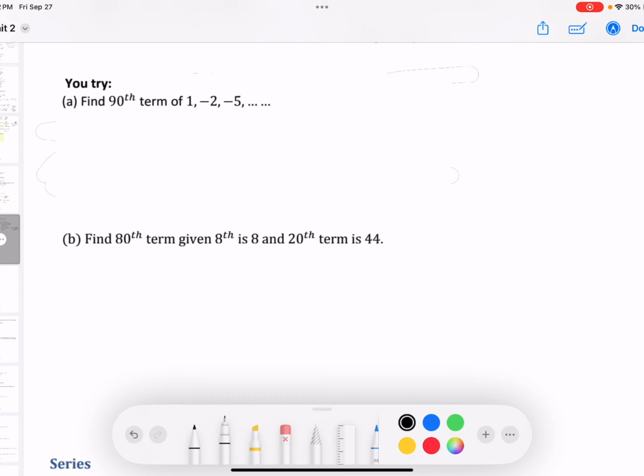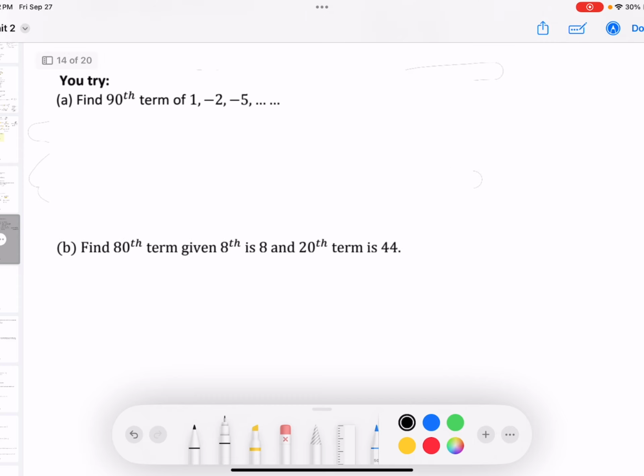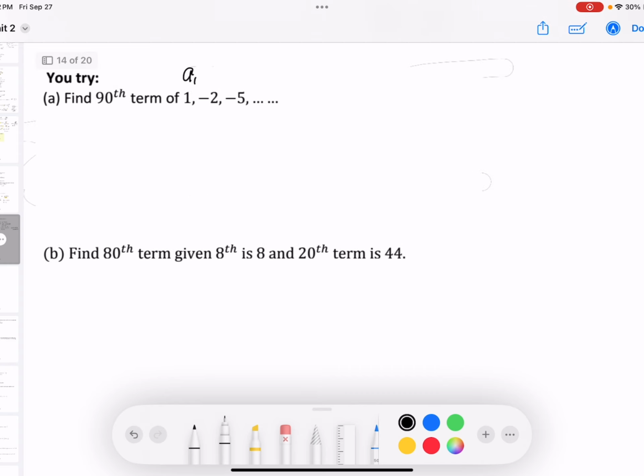Now it's your turn to try. Okay, find the 90th term of this arithmetic sequence. So I have my a sub 1, which is 1. A sub 2 is negative 2. A sub 3 is negative 5. Can you find the d? So choose any random number.